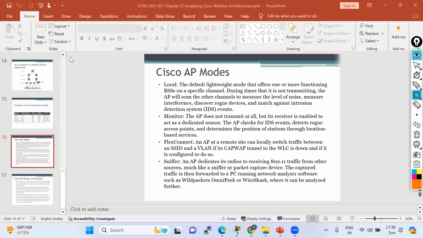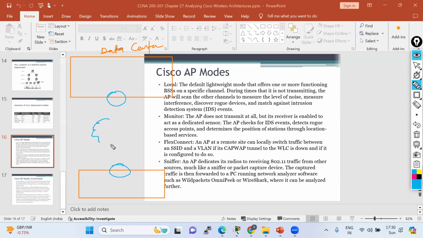Suppose I have this branch, and this is my data center, right? Let me write it here. This is my data center, and this is my branch location. The branch location has this router, and over this we have the WAN, disconnected. My WLC is here, and I have the AP here. This AP is connected to the switch. This is the switch, this is the router, and this WLC is also connected to the switch.